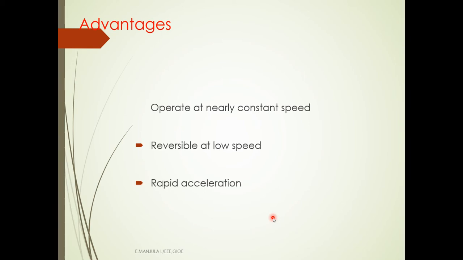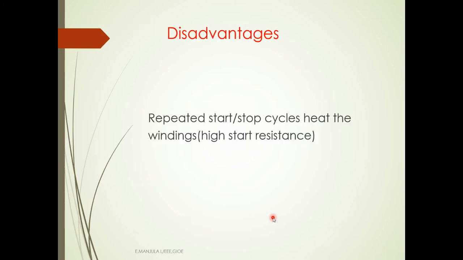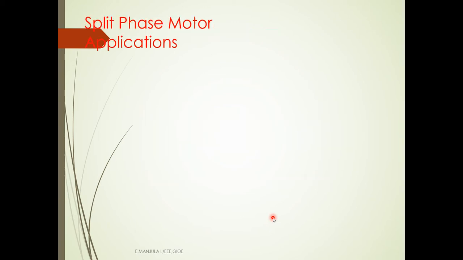Okay. So we will see the advantages. The advantages are that they can be operated at nearly constant speed, they can be reversed at low speed, rapid acceleration can be achieved, and they are low cost. What are the disadvantages? Repeated start and stop cycles heat the winding, and they are less useful for large inertial loads. So we have seen advantages and disadvantages. What might be the applications? We'll see that too. Okay.